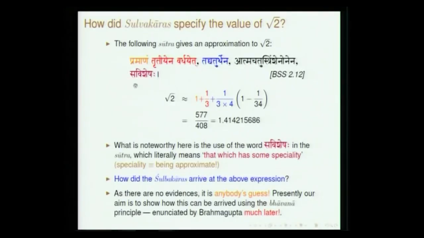You may recall this Shulva Sutra was written around 800 BC or prior to that. That is the estimate. The most interesting thing about this is that here it is said savisheshaha. Savisheshaha essentially translates to not putting an equal sign, but approximate.